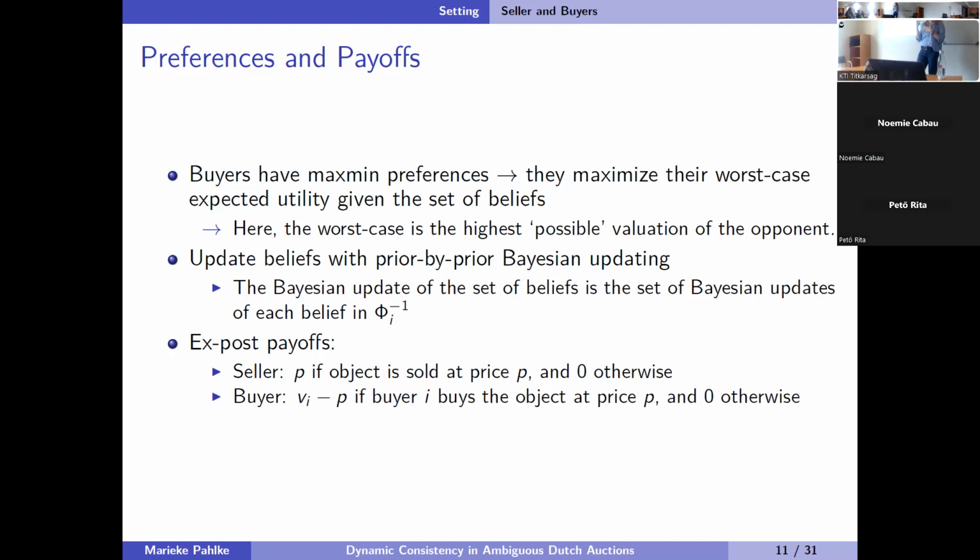Then the question is, how do we update beliefs here? If we have a set of beliefs, how can we update the set of beliefs? The updating rule that we are assuming here is prior by prior Bayesian updating, which basically means we apply Bayes rule to each belief in the set. So the set of beliefs plus Bayes rule pointwise for each of the beliefs, and then we get a set of Bayesian updates. But as I said, the dynamic inconsistency does not rely on this updating rule. There are also maximum likelihood updating rules, where you have different weights on different beliefs, but there you also have dynamic inconsistency.